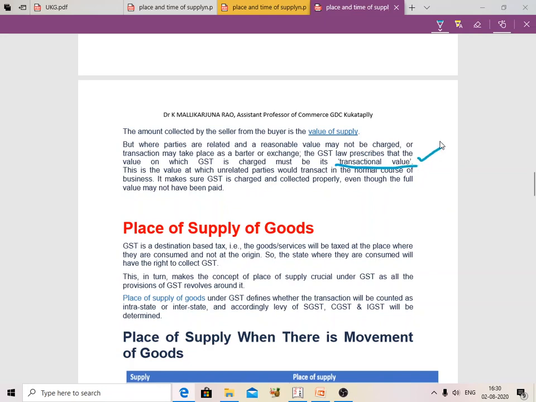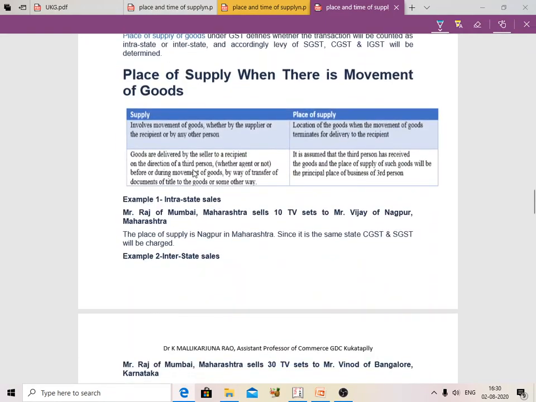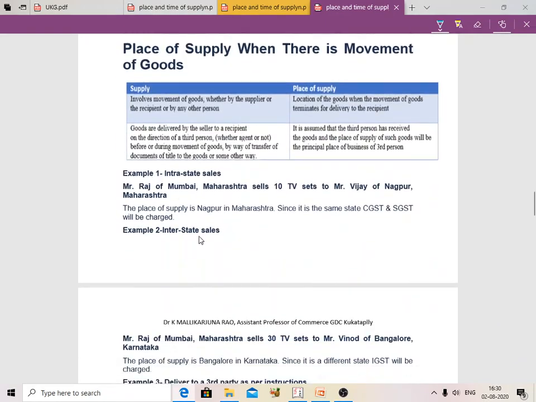This is the value at which unrelated parties would transact in the normal course of business. It makes sure GST is charged and collected properly, even though the full value may not be paid. So this is an example. We have some more examples.